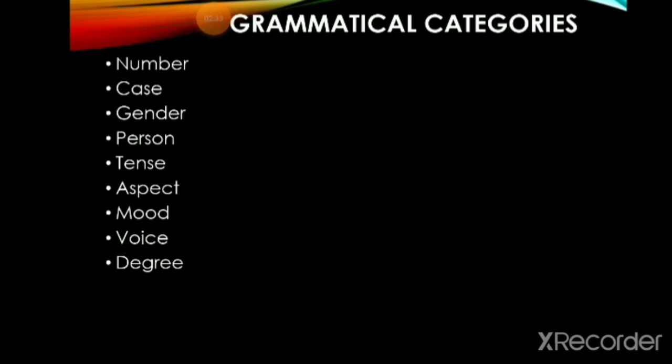Aspect. Aspect is a property of verbs. It expresses our view of the time structure of an activity or state. It has three values: simple, continuous, and perfect.